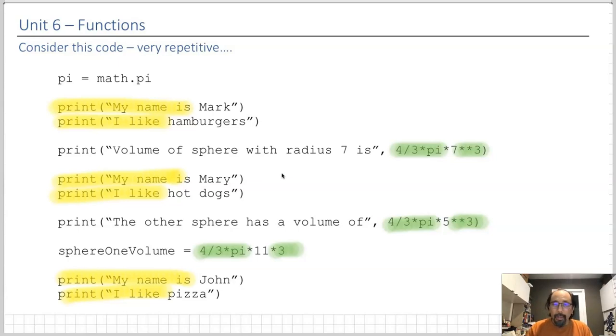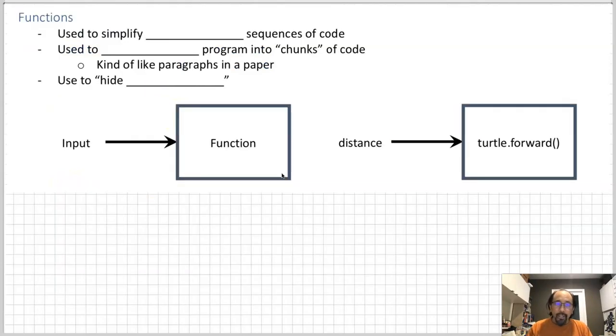But there is a way in Python and really all programming languages to condense this code that is used repeatedly. We could actually create what we call functions. Now, functions, like I said, are used to simplify repeated sequences of code, and to organize your program into chunks of functionality. It's kind of like when you write paragraphs. This paragraph talks about this, and this paragraph talks about this.